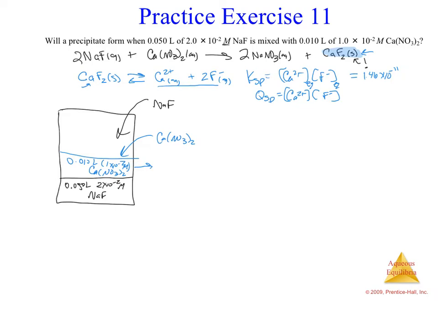So let's figure out how many moles I have. When I multiply 0.010 times 1 times 10 to the negative second, I get 1.0 times 10 to the negative fourth moles of calcium nitrate. And the ion I'm interested in is calcium. I know for every 1 mole of calcium nitrate, I've got 1 mole of calcium, so I can do that 1-to-1 mole ratio in my head. I now divide by my new total volume to get my molarity. My new total volume is 0.010 plus 0.050, or 0.060 liters. So the molarity of the calcium is 0.00167 molar.